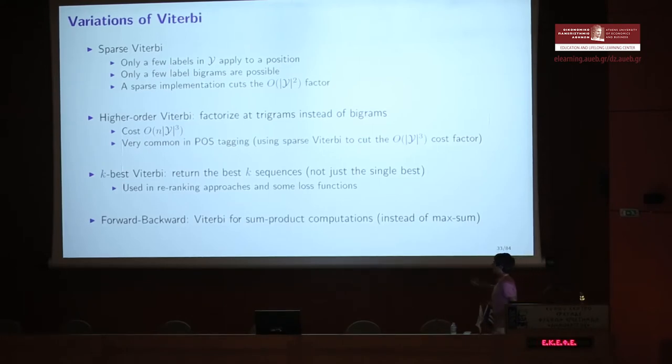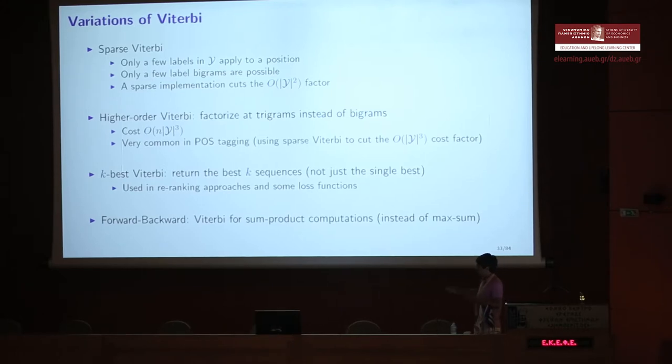The other is a higher order model. Instead of factorizing at bigrams, we do it at trigrams, so the cost is going to be at 3 or 4 grams. This is again very common in POS tagging. But because this factor keeps growing, sparse Viterbi becomes essential. Everybody who does high order factor models needs to somehow do sparse Viterbi. There's also the question of whether you can do bigrams and trigrams. There are all these coarse-to-fine strategies to speed things up and cut on this factor. It's always linear, but there are many things you can do, and the NLP literature is full of papers on that.